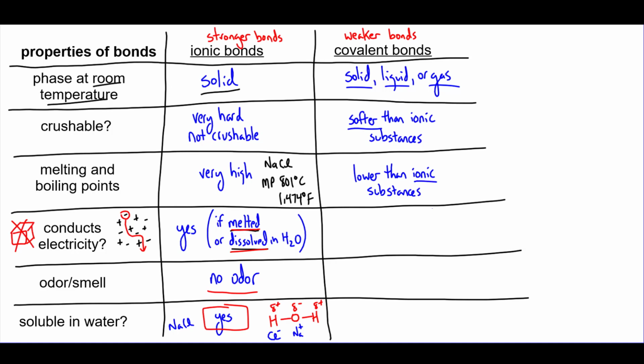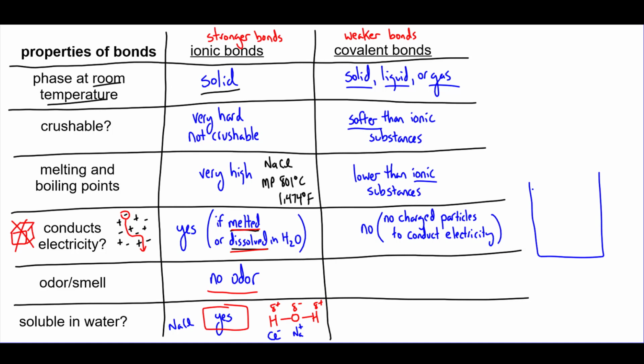For conducting electricity, covalent substances don't, because when they dissolve, like say we have a glass full of water and we dissolve some sugar, that sugar just breaks apart into individual sugar molecules. I mean, it was a big grain of sugar, and that simply breaks apart into individual molecules of sugar. But none of those molecules have any charged sections on them, and so electricity can't move through this substance.